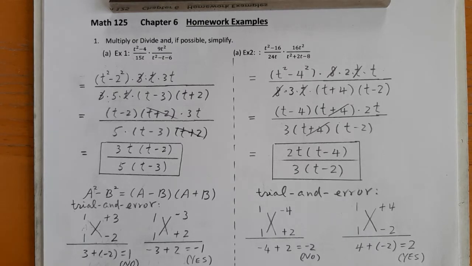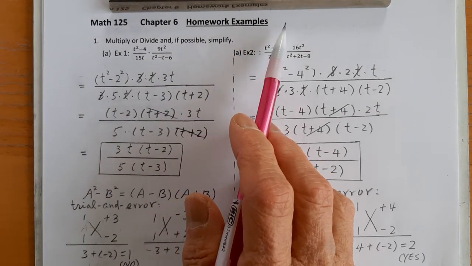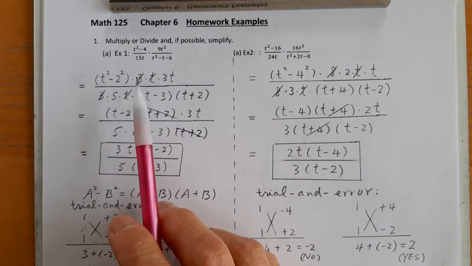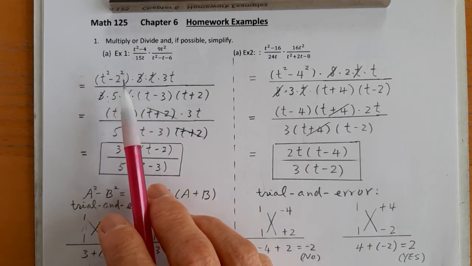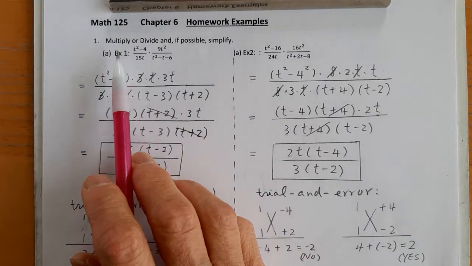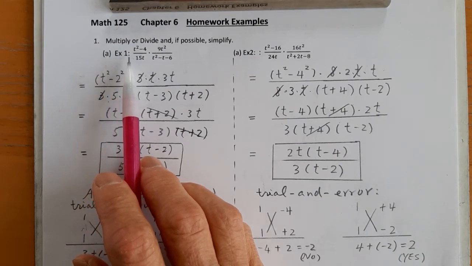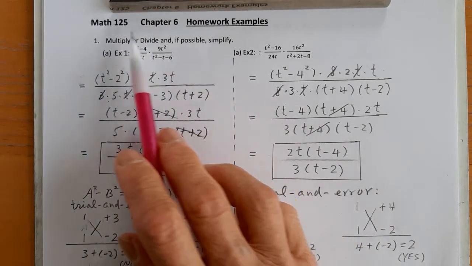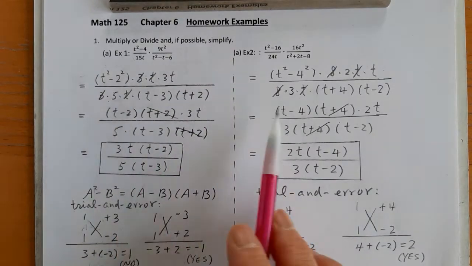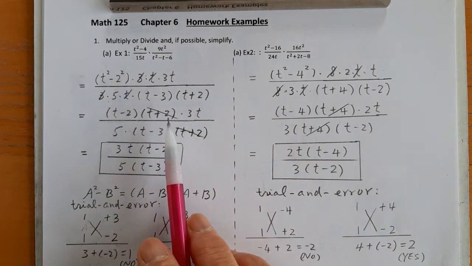Today we learn Chapter 6, which is rational expressions and rational equations. And we talk about a similar question to the homework. So this is homework examples of Chapter 6. And for each question on your homework, I give two examples, like 1A example 1 and 1A example 2. Each has two examples.